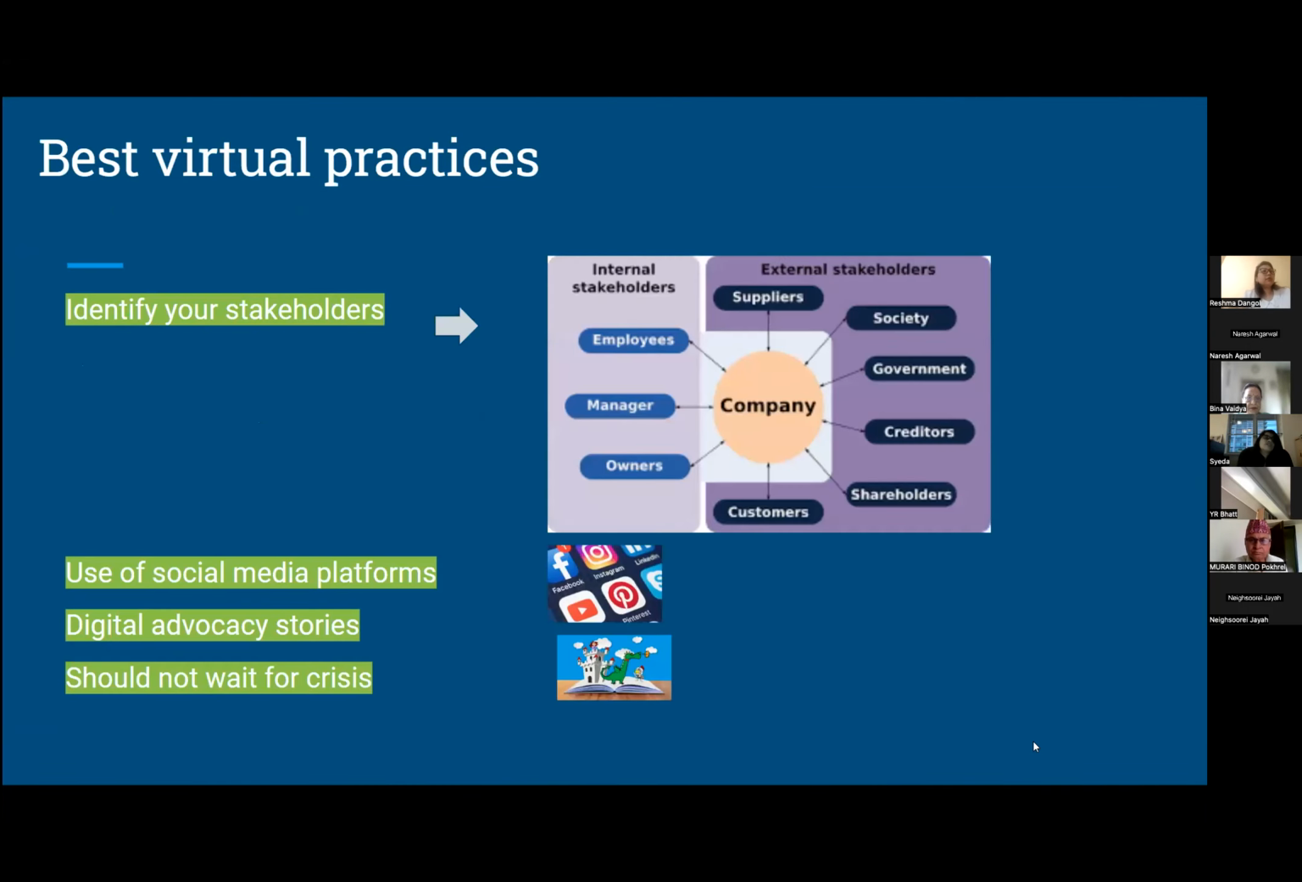I'm going to share here some of the best practices in the virtual environment. I'm not going to focus on the physical environment, but I'm focusing on the virtual best practices.